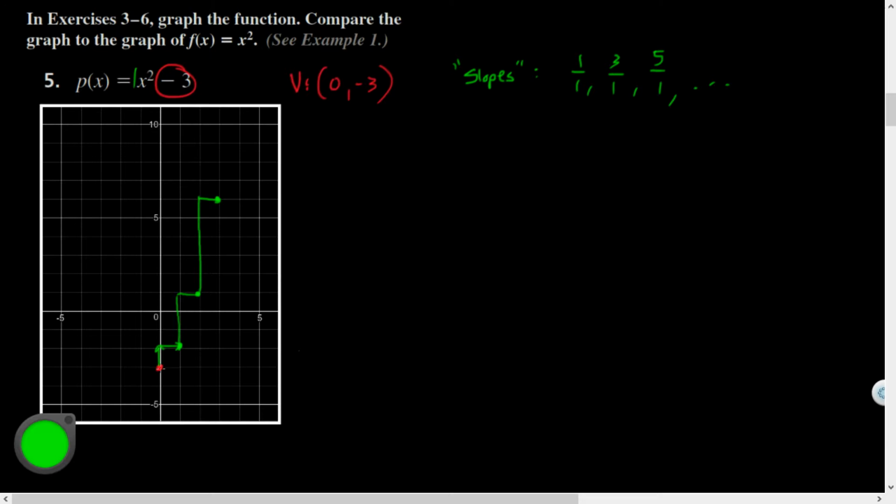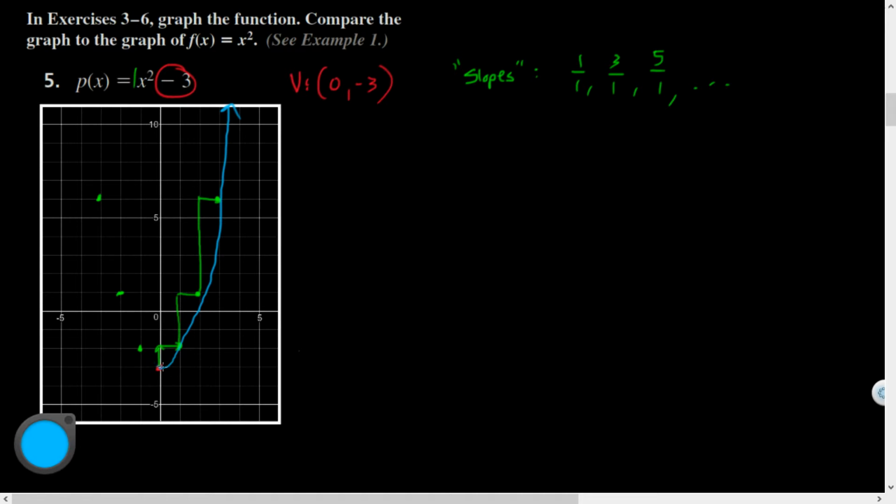Now, since this vertex is going to be the lowest point on this parabola by the looks of it, the axis of symmetry will pass through that vertex, and all of these points I can then mirror over that imaginary line there. There we go. Also, I could find those points by going up 1, backwards 1, up 3, backwards 1, up 5, backwards 1. And then I'm going to draw the best non-pointy bottomed parabola.